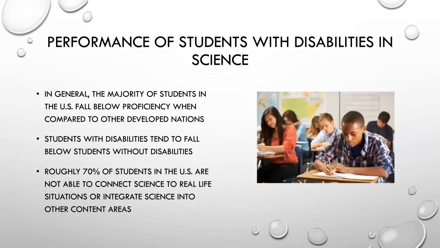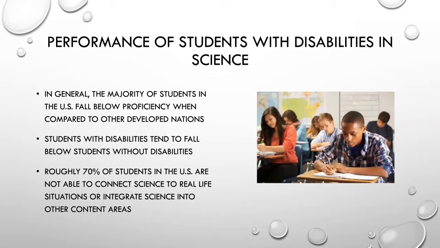It probably comes as no surprise to you that the majority of students in the US fall below proficiency when compared to other developed nations in the world. And for students with disabilities, they often trail even below those students without disabilities. Let's talk about the performance of students with disabilities in science. In general, the majority of students in the United States fall below proficiency when compared to other developed nations. It probably comes as no surprise to you that students with disabilities fall even below the students without disabilities in the science performance as well.